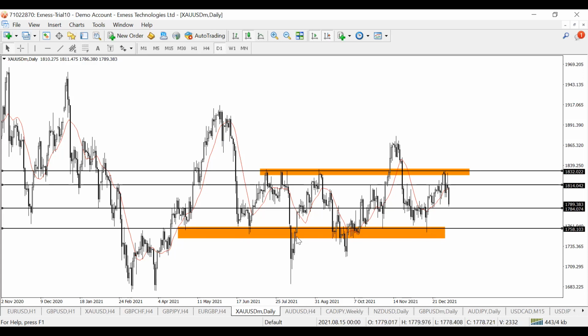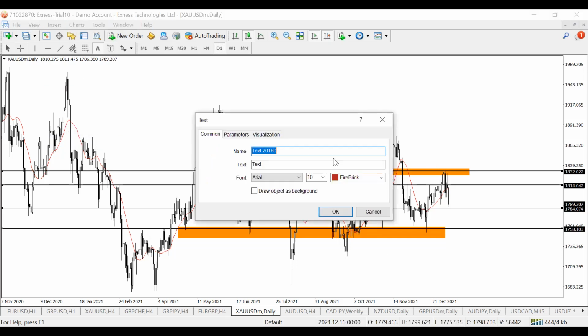Now, when it came there again, it went up. When it came down here, it could not break it and went up. It broke it a little, came back up before going up. When it came here again, it did not break it, and it went up. Now, the rule of thumb is that you sell from resistance and buy from support. What did I say, sir? Sell from resistance and buy from support.